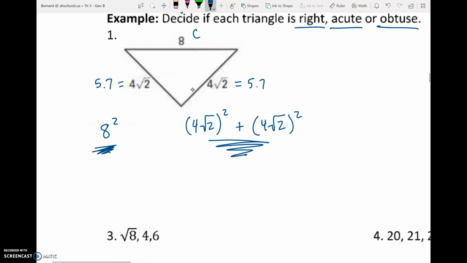And so let's see how this works. 8 squared is 64. We know this is 64. And 4 root 2 squared is 32. And so we get 32 plus 32.